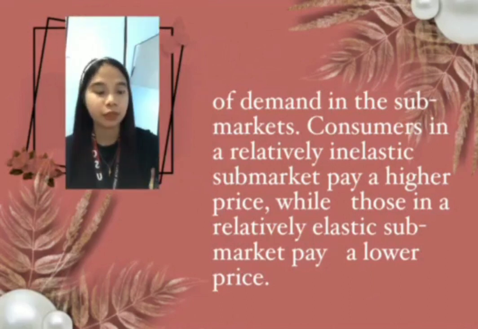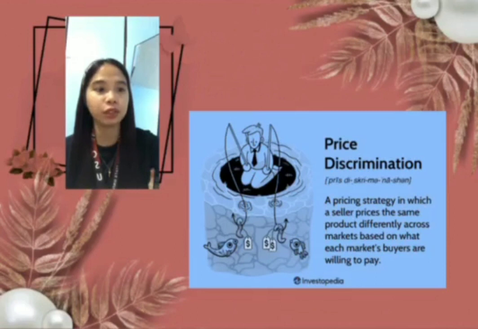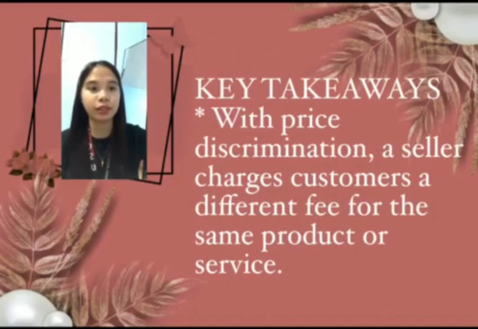Consumers in a relatively inelastic submarket pay a higher price, while those in a relatively elastic submarket pay a lower price. Price discrimination is a strategy in which a seller prices the same product differently across markets based on what each market's buyers are willing to pay. And these are the takeaways of price discrimination.